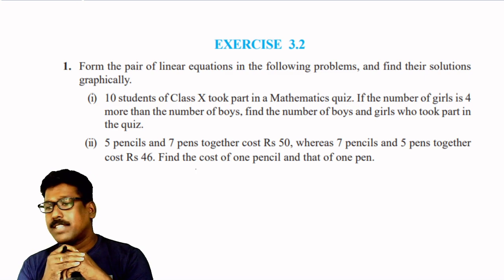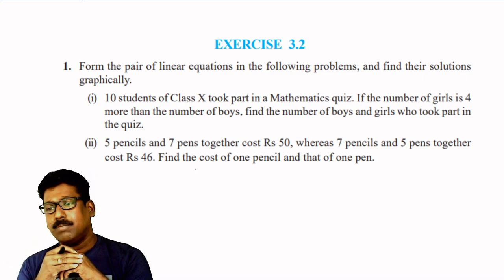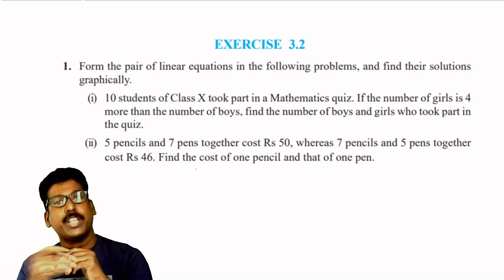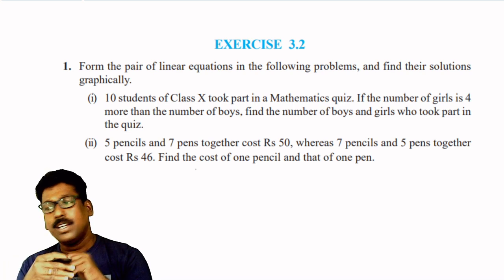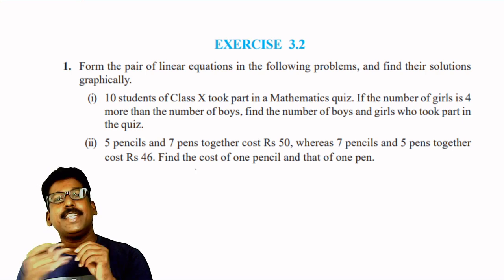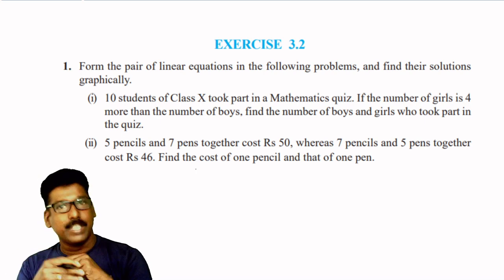Now let us look at some exercise questions. Here is your exercise 3.2. Two word problems are given. First, form a pair of linear equations in two variables with the given conditions and find the solution by drawing its graph. That means the intersecting point of the lines will be the solution of the given equation.